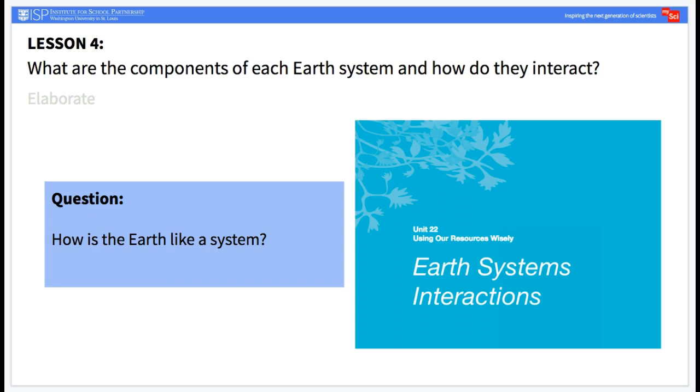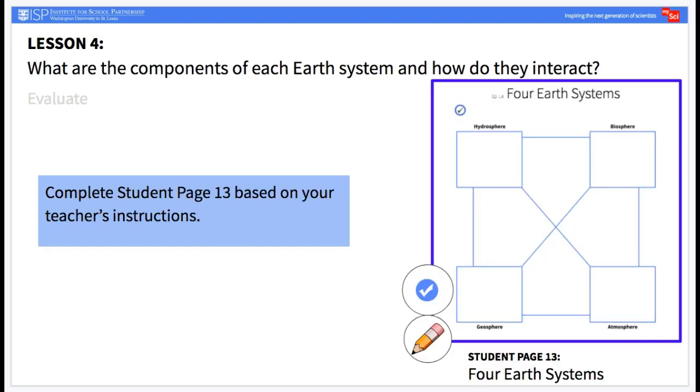Next, students will discuss how the Earth is a large system that is made up of smaller systems, such as the hydrosphere, atmosphere, geosphere, and biosphere. Each part has its own structure and function, however they all interact. For example, when a volcano, which is part of the geosphere, spews steam and ash into the air, the atmosphere is affected. In the Evaluate portion of this lesson, students will complete a formative assessment.